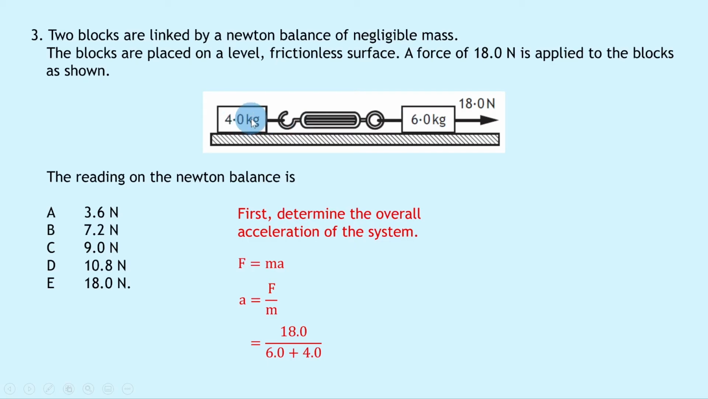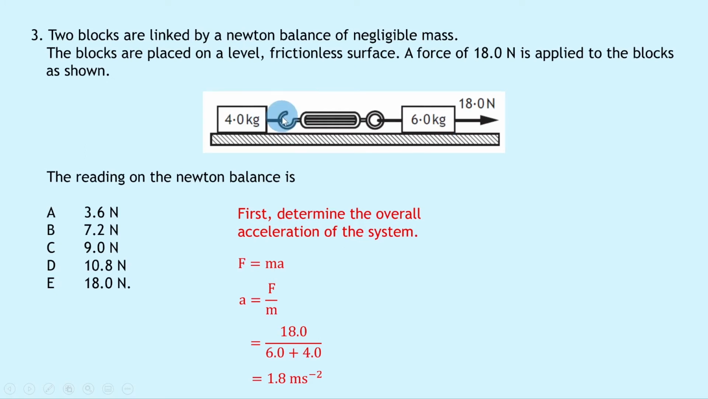the 4.0 kilograms plus the 6.0 kilograms. We've just added the masses together there, and then doing 18 divided by 10 in your head or in a calculator should give you 1.8 meters per second squared. However, we're not finished because we only know the acceleration of the system just now.